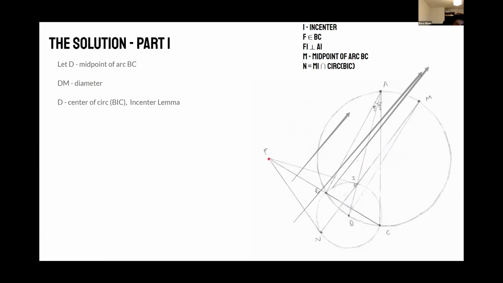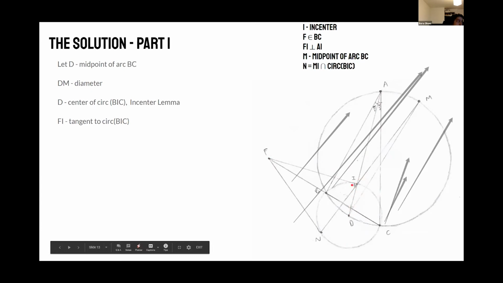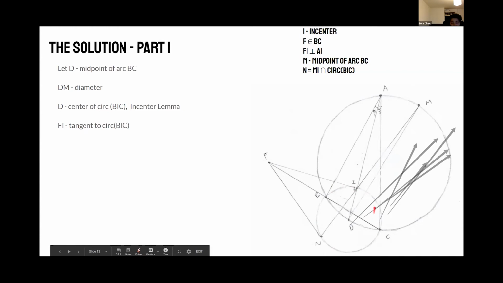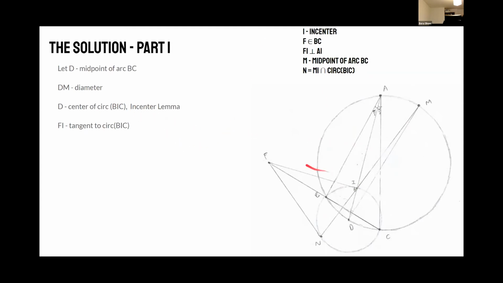So now we want to bring F into the picture, and we do this through two steps. But the first one is we prove that FI is tangent to this circle, which is quite obvious with the tangent perpendicular to radius, as DI is a radius of this circle with the in-center lemma, and also angle FID is 90 degrees, and therefore FI will be tangent to this circle. So now these are the easy steps which most people got, but then it becomes quite unclear.